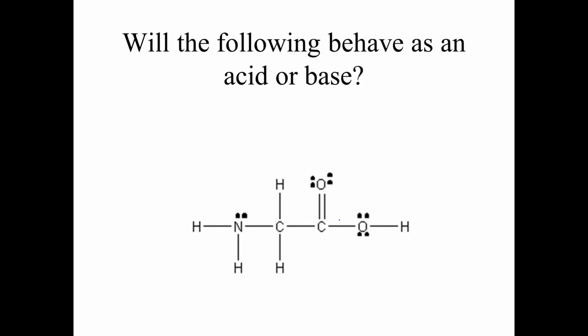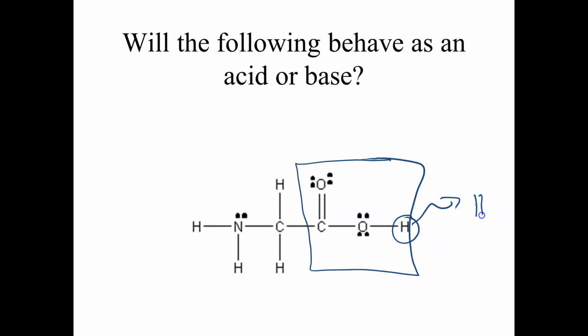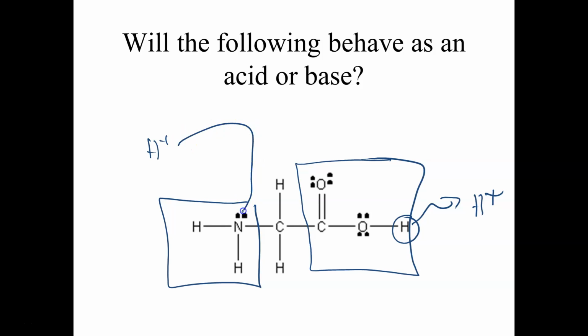Something like this, is it an acid or a base? Well, it could be both, because you have a carboxyl group right here. So there's your acidic hydrogen that could be donated, right? And you have your amine group here, your nitrogen with the lone pair, where you can have an H being attracted to that, which is a base, right? So this could behave as an acid or a base. You have an acidic end and a basic end of this structure.